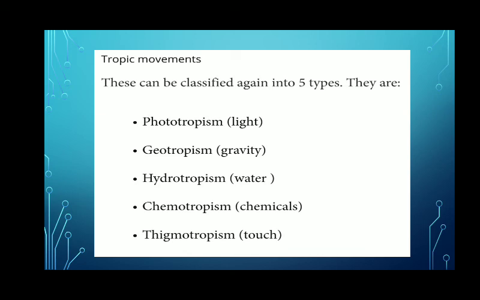Tropic movements can be classified into 5 types. They are phototropism, geotropism, hydrotropism, chemotropism, thigmotropism. In phototropism, the stimulus is light, and in geotropism, the stimulus is gravity. In hydrotropism, the stimulus is water, in chemotropism, the stimulus is chemicals, and in thigmotropism, the stimulus is touch.